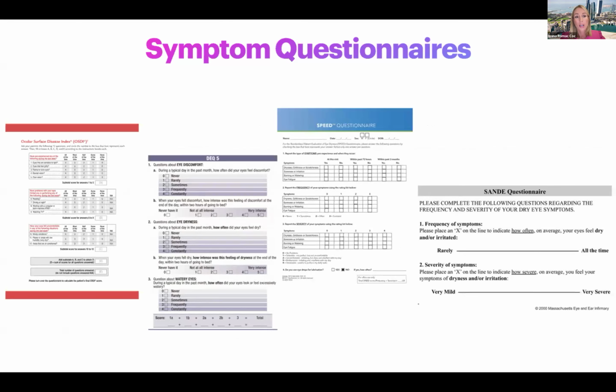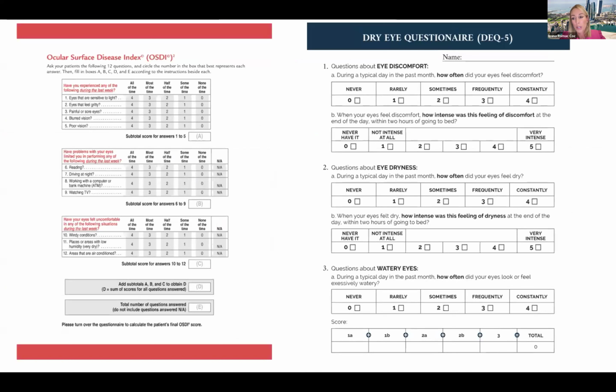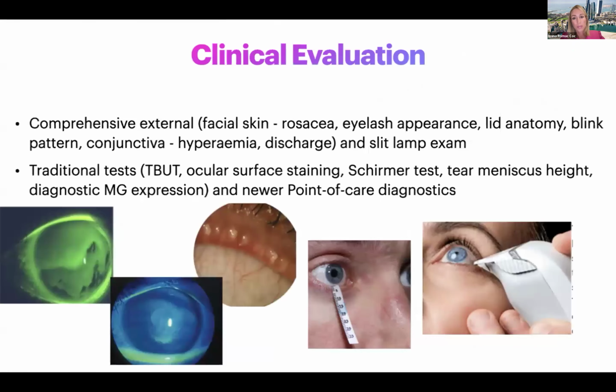The OSDI questionnaire contains 12 questions. It measures frequency of ocular symptoms, environmental triggers, and vision-related quality of life. A score above 13 means that there is a mild disease. Above 23 is moderate, and above 33 means that there is a severe dry eye disease. The Dry Eye Questionnaire 5 is much shorter. It has only 5 questions. It asks patients about eye discomfort, dryness, watery eyes, and about intensity of symptoms. A score above 6 means that the patient has dry eye disease.